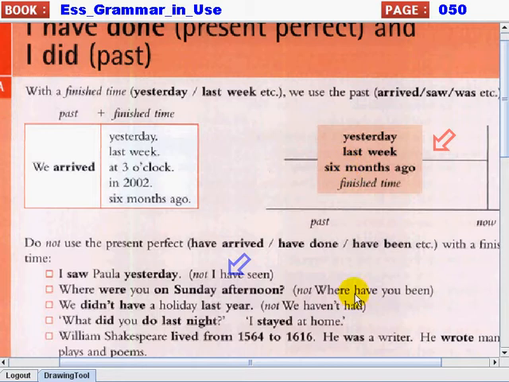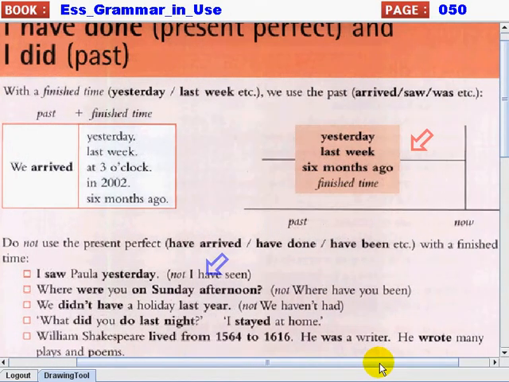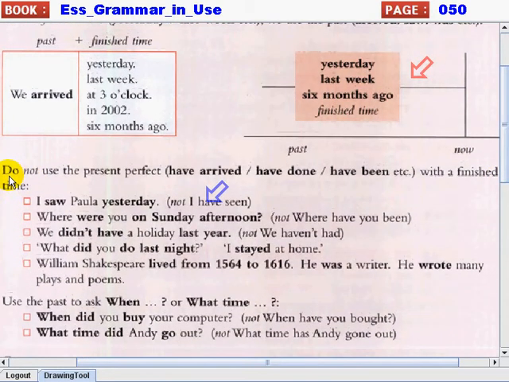Yesterday, last week, 6 months ago happened in the past. They are what we call finished time. Okay? It happened before and not now. Okay? Another point or another thing to remember. Do not use the present perfect, have arrived, have done, have been, etc. Okay? With a finished time. As I mentioned a while ago, right?